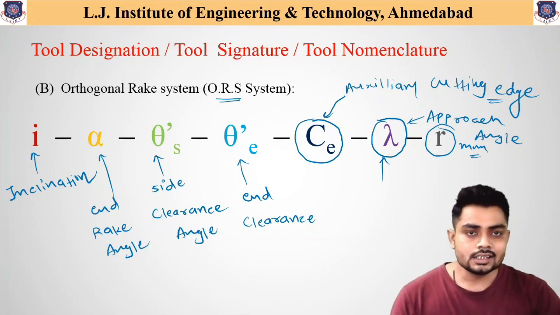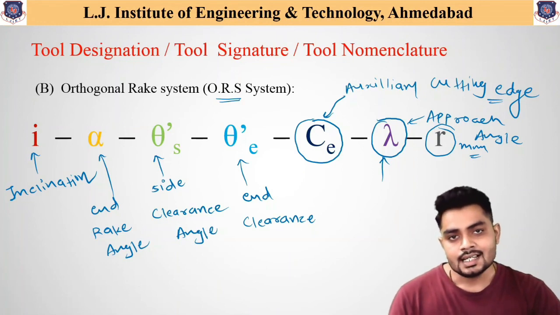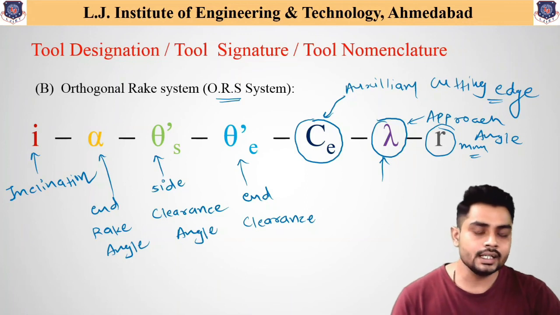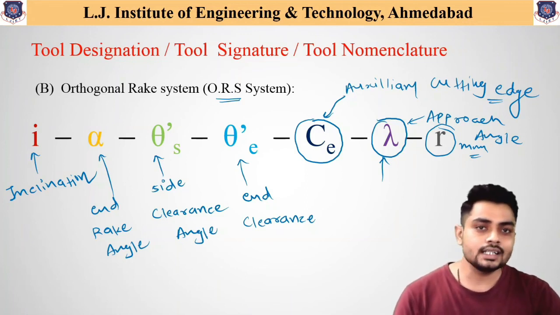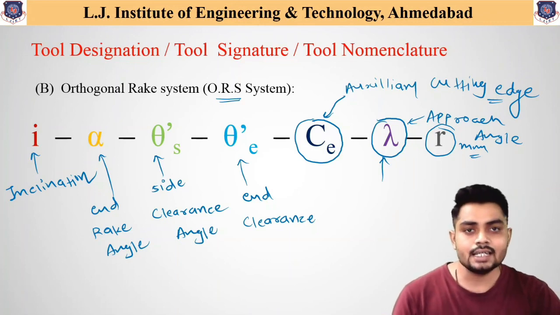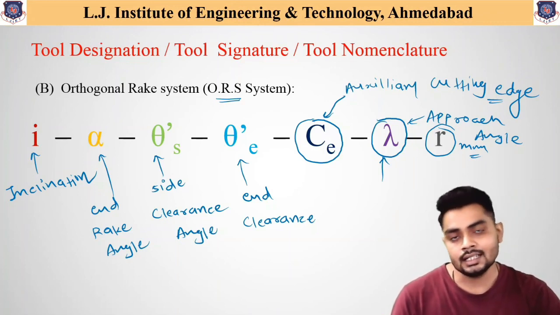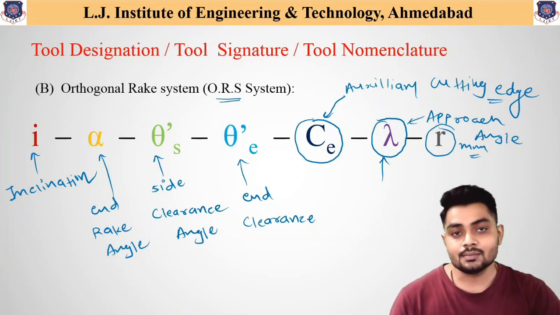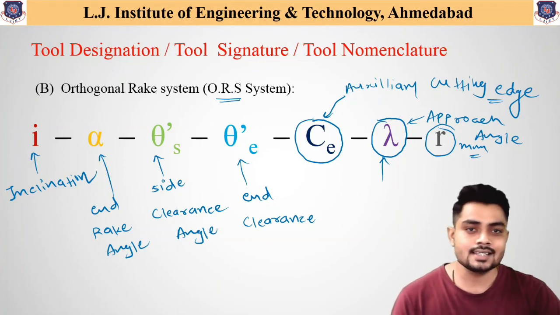So in this lecture we have discussed the basic elements of machining; second, the different methods of machining, that is orthogonal machining and oblique machining. After that we discussed the single point cutting tool geometry and the important angles in this tool. And at last we discussed the two major tool nomenclature systems, that is the ORS system and the ASA system.